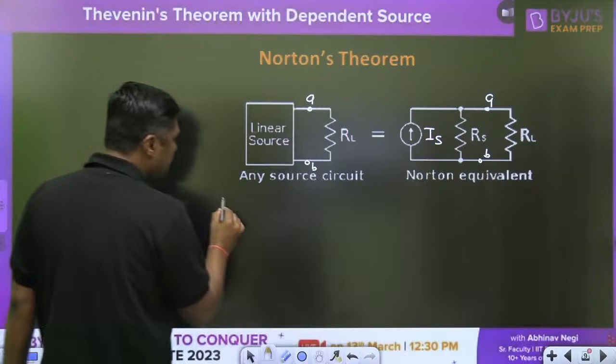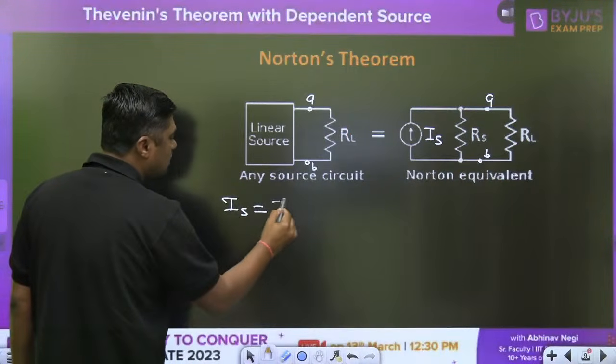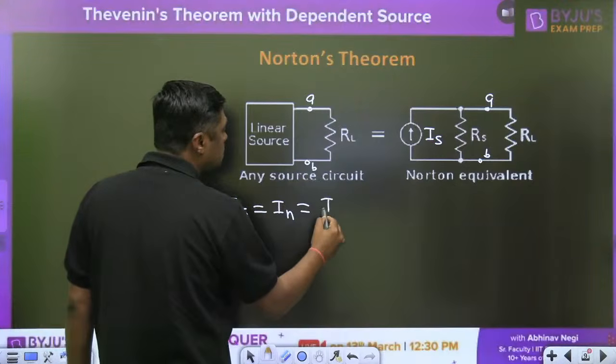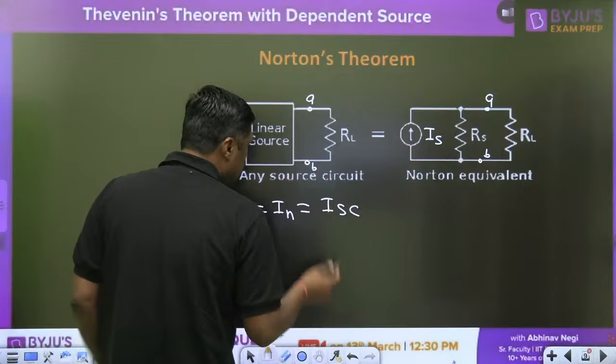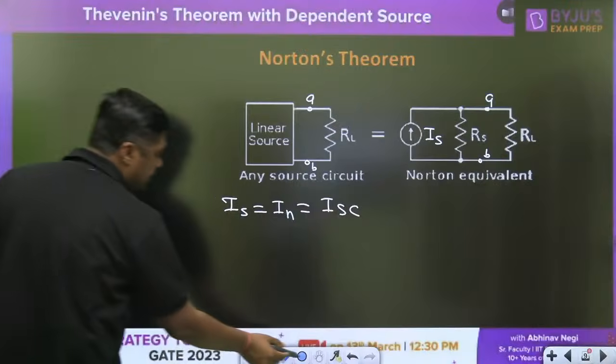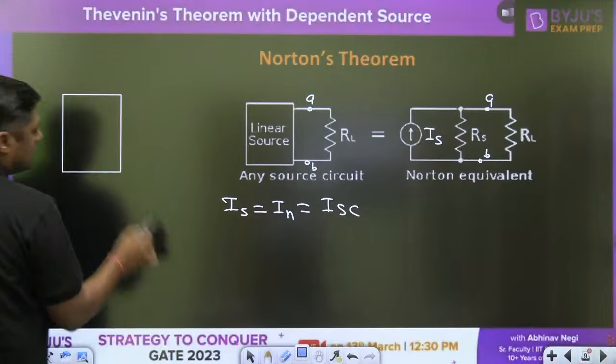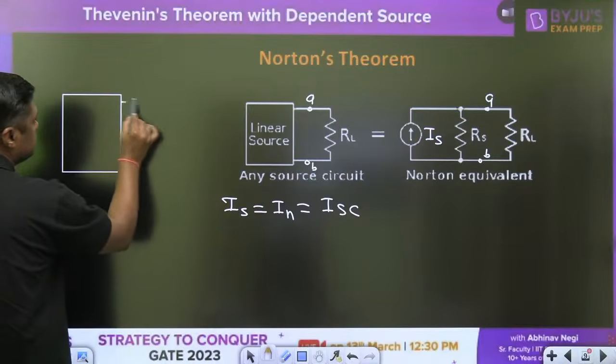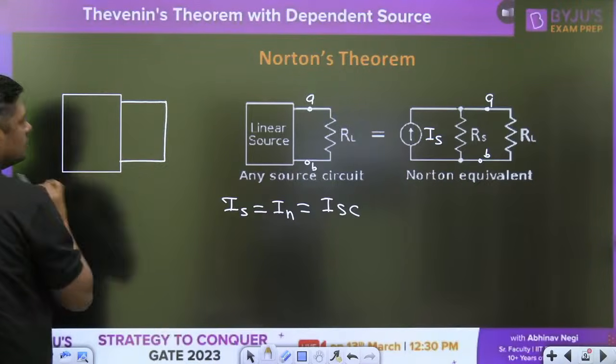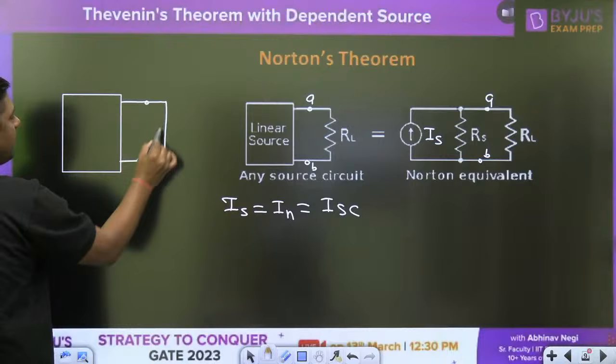Now what is the IS? This is also called Norton's current. This is nothing but the short circuit current. What is the meaning of the short circuit current? This is the meaning. This is the short circuit, and find the ISC here.